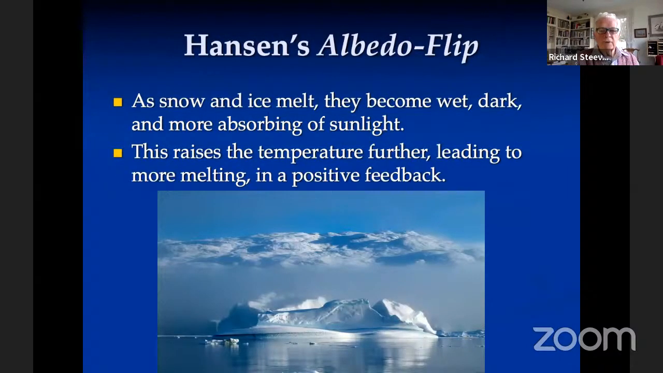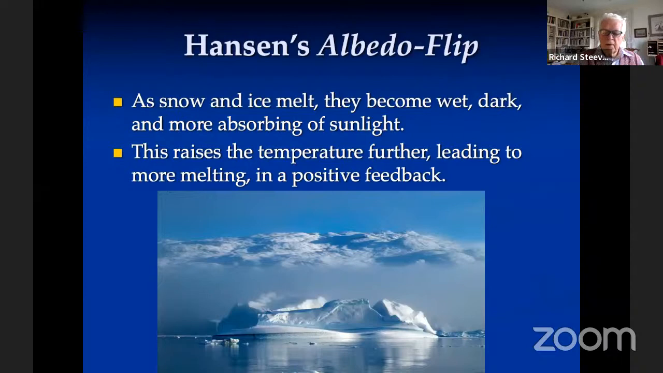Hansen has talked about the albedo flip, that is, as snow and ice melt, they become wet and dark, more absorbing of sunlight. This raises the temperature further, leading to more melting and a positive feedback. I took that picture in Greenland, but I think it represents some of the problems. It's a fascinating place to visit, but I'm glad I did it 10 years ago or so. I would feel guilty even going into the Arctic waters there.